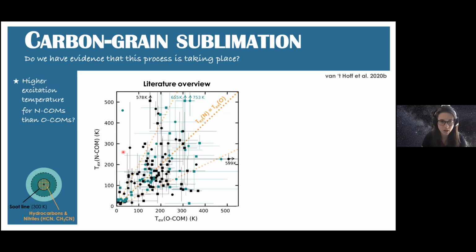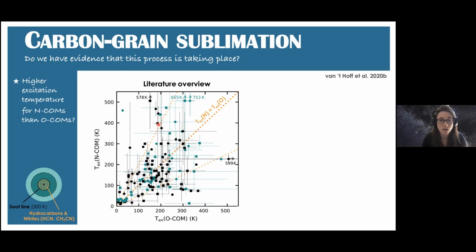And then I'm showing the highest excitation temperature among all nitrogen-bearing molecules for that source in that particular study versus the highest temperature among all oxygen-bearing molecules. So the key thing here is that from carbon grain sublimation, we expect nitrogen-bearing molecules to be warmer than oxygen-bearing molecules. So we would expect all the points to lie in this upper part of the plot.